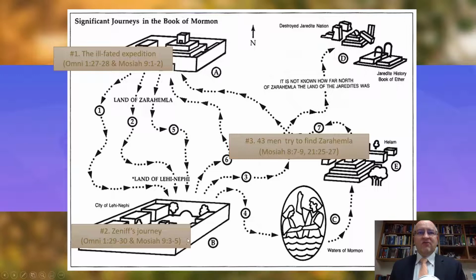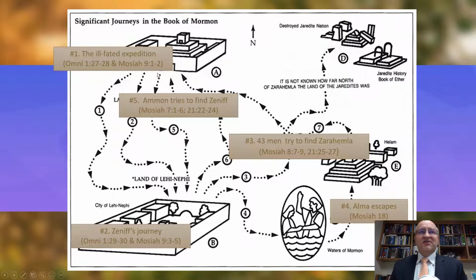Now, number four, we stay with this people of the city of Lehi-Nephi and Zeniff, and they have King Noah, and then King Noah allows people to do some wicked things, and Alma escapes to the waters of Mormon. Number five is Ammon with a little bit of an expedition to find Zeniff. He's going to find Zeniff in Mosiah chapter 7.